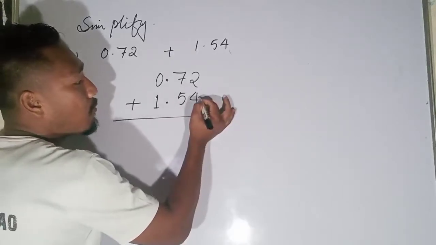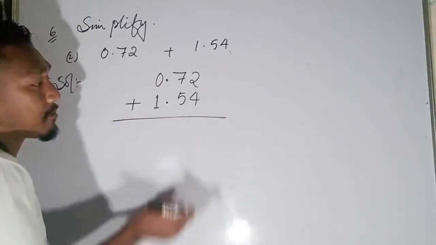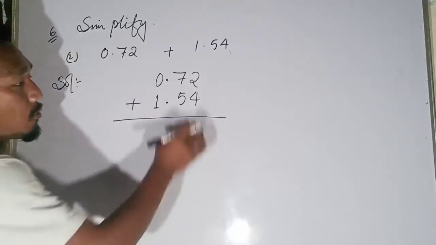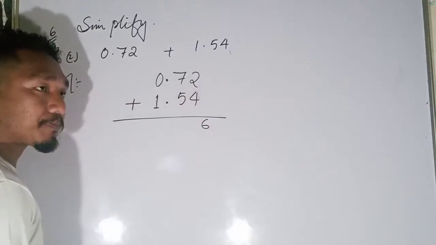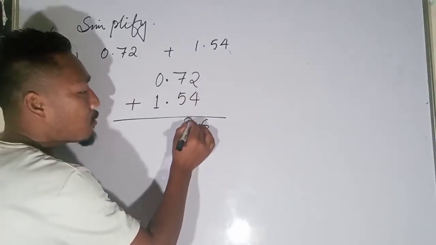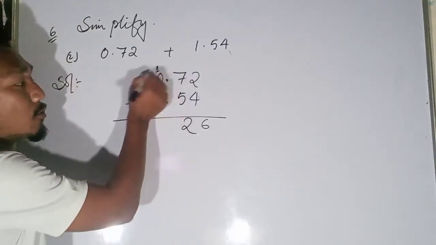So now add up these two from the back side again. The way you do additions of whole numbers, you do the same thing here also. So 4 plus 2 will become 6, 7 plus 5 will become 12, 1 in hand here. Okay, 1 will go right over the point.